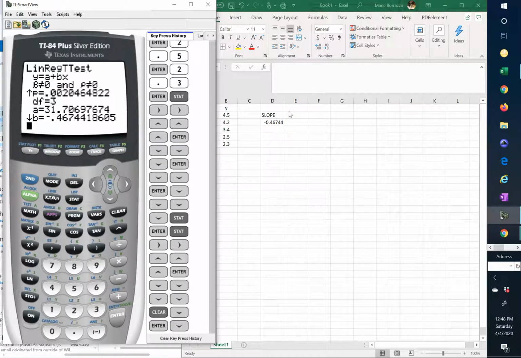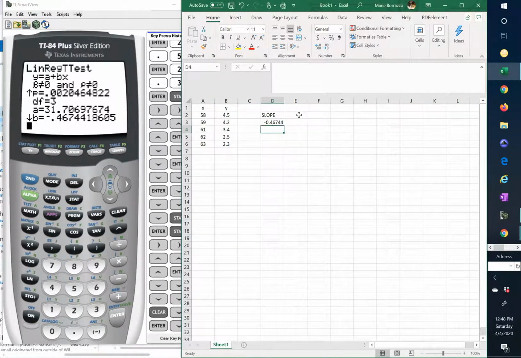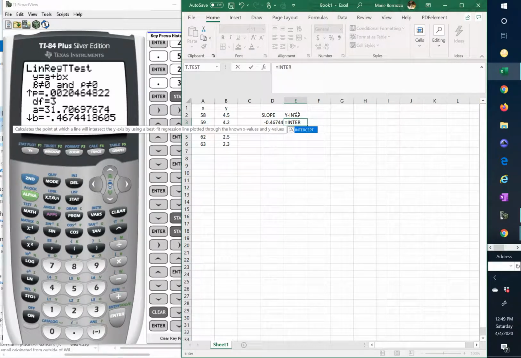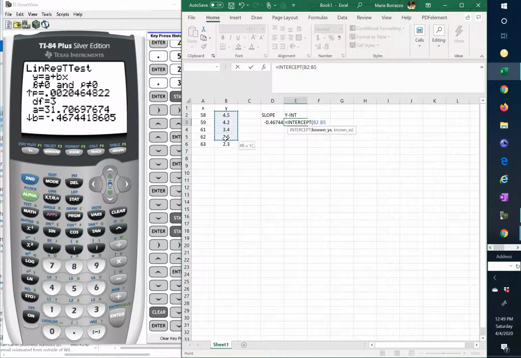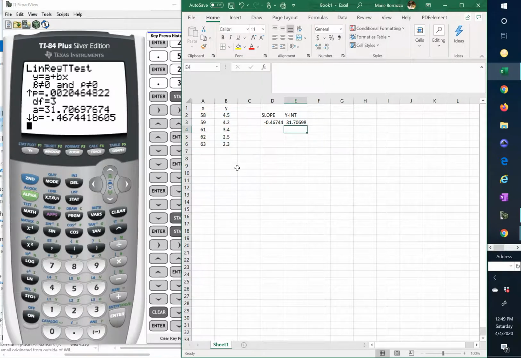Alright, we want to repeat that process for the y-intercept, which is our value present, whether or not x is 0. If x is 0, this number would exist. So notice that y-intercept, highlight the known y's, comma, highlight the known x's. It is very sensitive, so you have to make sure you have the equal numbers.